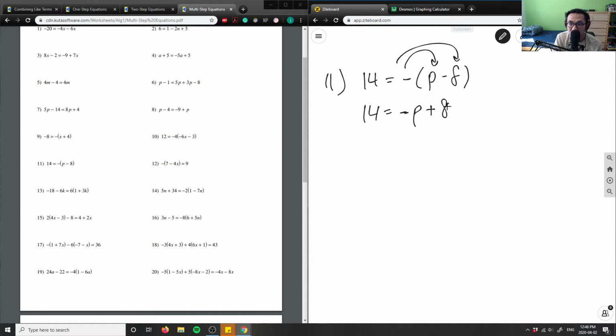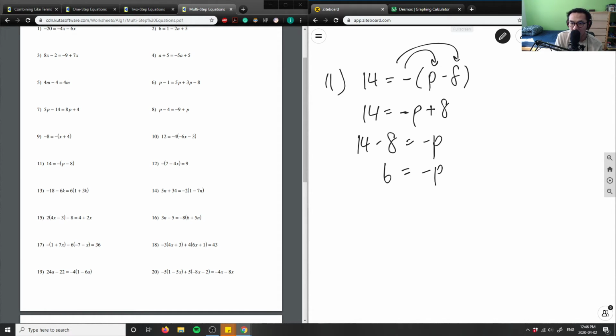So -p plus 8. Now what I'm going to do is I'm going to have to move this 8 to the other side. So I'm going to subtract both sides by 8. So I have 14 minus 8, and then I'm left with this -p here. So 14 minus 8 here is 6 equals -p.